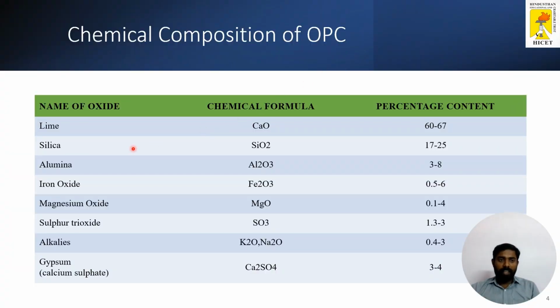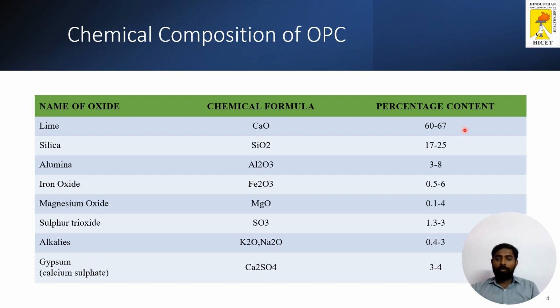The chemical composition of cement includes lime at 60 to 67 percent, since it indicates the binding property. In our olden times, we used only lime concrete, or lime was used for plastering and other purposes in constructions.